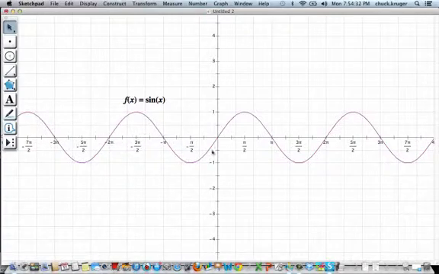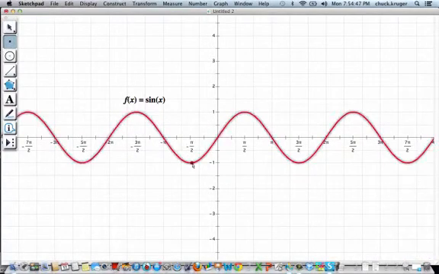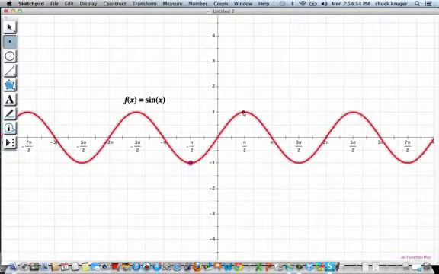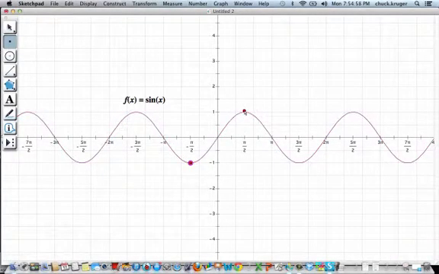It passes the vertical line test, but its inverse is not a function because it does not pass the horizontal line test. This function doesn't anyway. So what we do is we limit. I'm going to go here and put a point right here at pi over 2 and 1. Try to do that very carefully. And then another one here at negative pi over 2, negative 1.